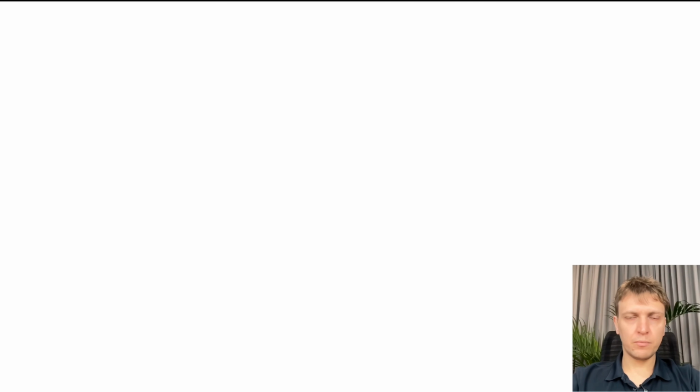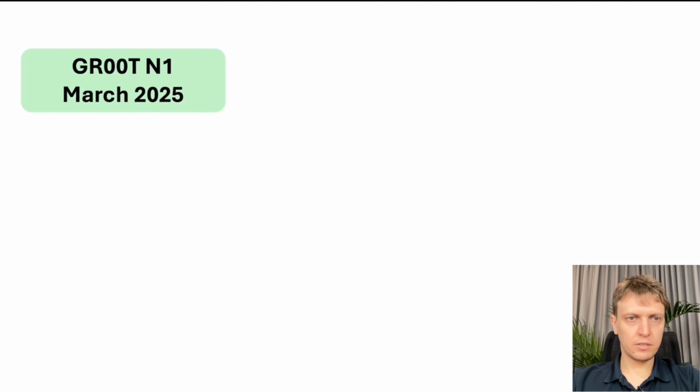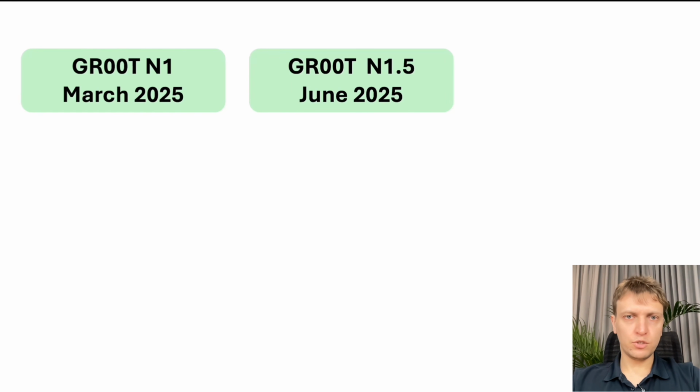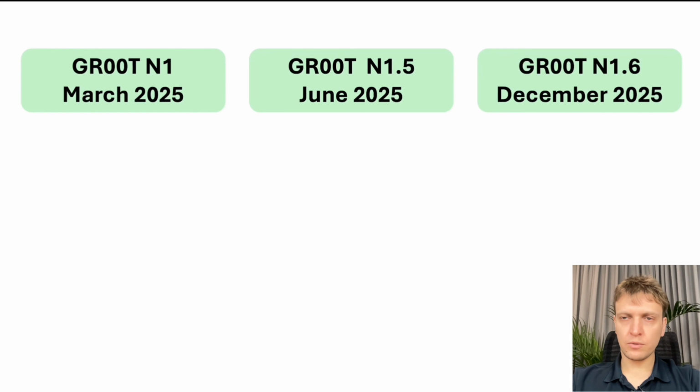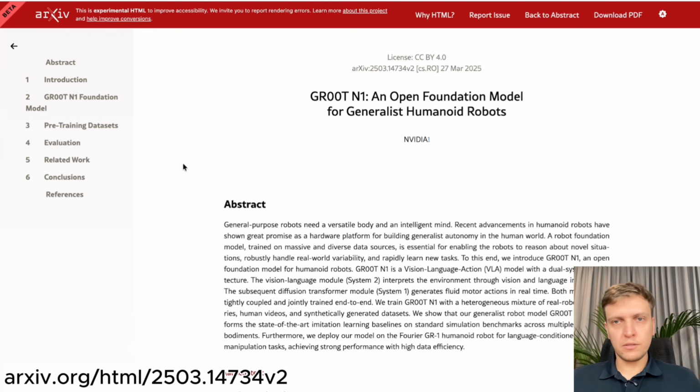Gr00t is the main VLA model from NVIDIA. And last year, they released three versions of this model. The first policy was released in March 2025, 1 year ago. It was called Gr00t N1. Then later, in June, they released Gr00t N1.5. And finally, in December last year, they released Gr00t N1.6. So you can see that they released three versions a year, and I expect them to release a new version relatively soon.